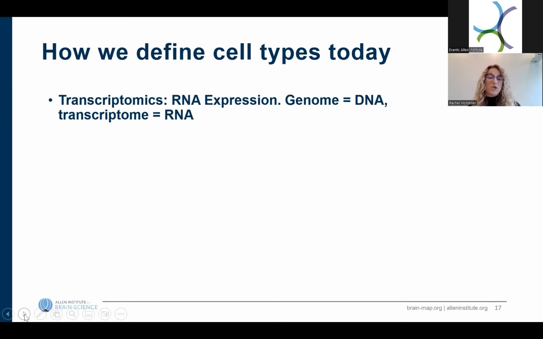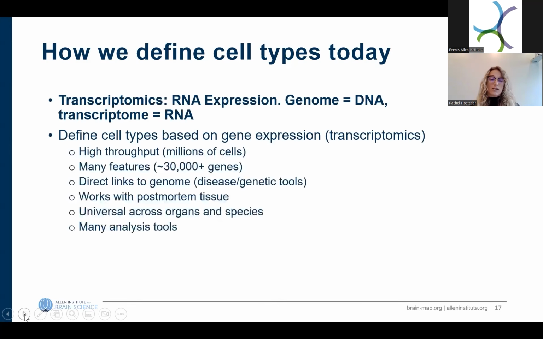By studying transcriptomics, we're actually studying the RNA expression in the cell. So the genome is referring to the DNA, whereas the transcriptome is referring to the RNA. And by studying transcriptomics and the RNA expression in our cells, we are able to define cell types specifically based on gene expression. Why are we doing this?